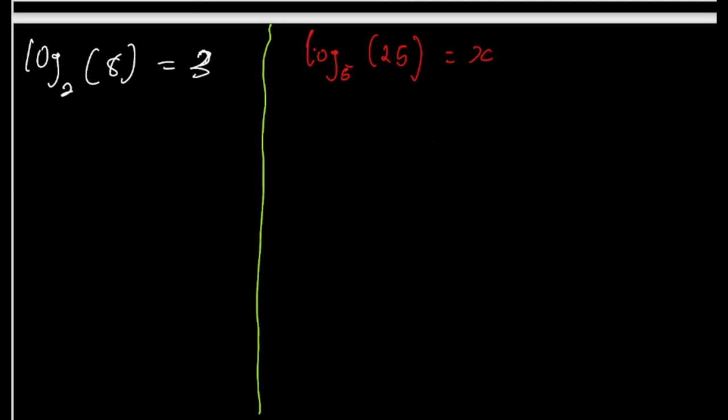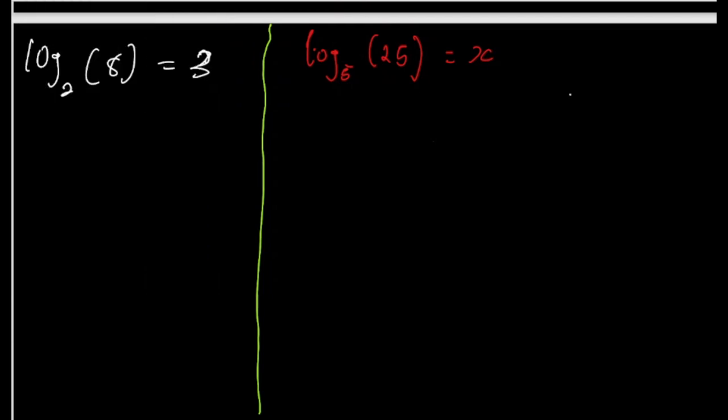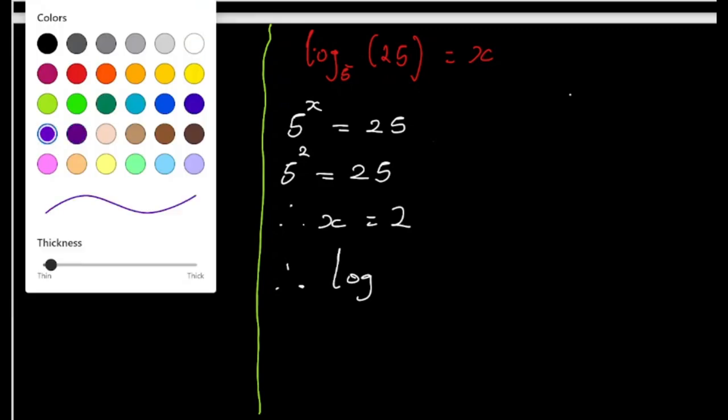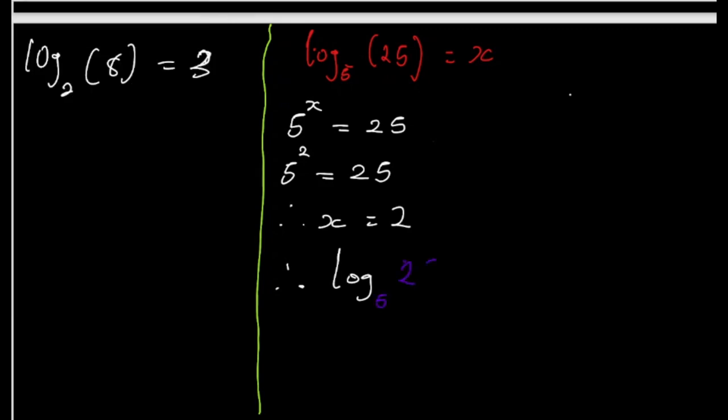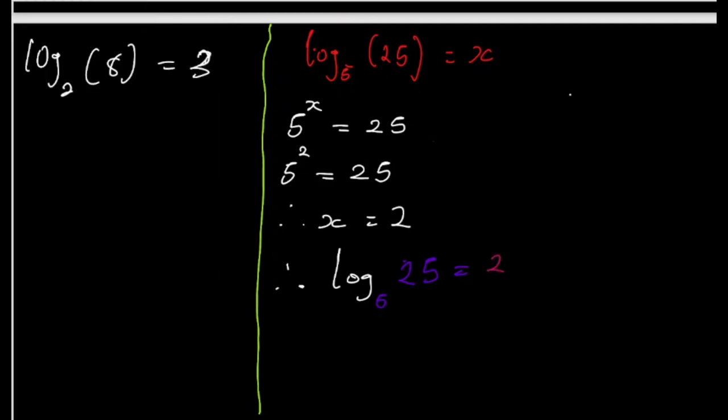So look at this question: log base 5 of 25 equals x. What do you think? First of all, we check what our base is. Our base is 5. So this is asking us, what power will 5 be raised to get 25, right? That means 5 to the power of 2 is 25. Therefore, our x is equal to 2. So log base 5 of 25 equals 2. I hope you got it.